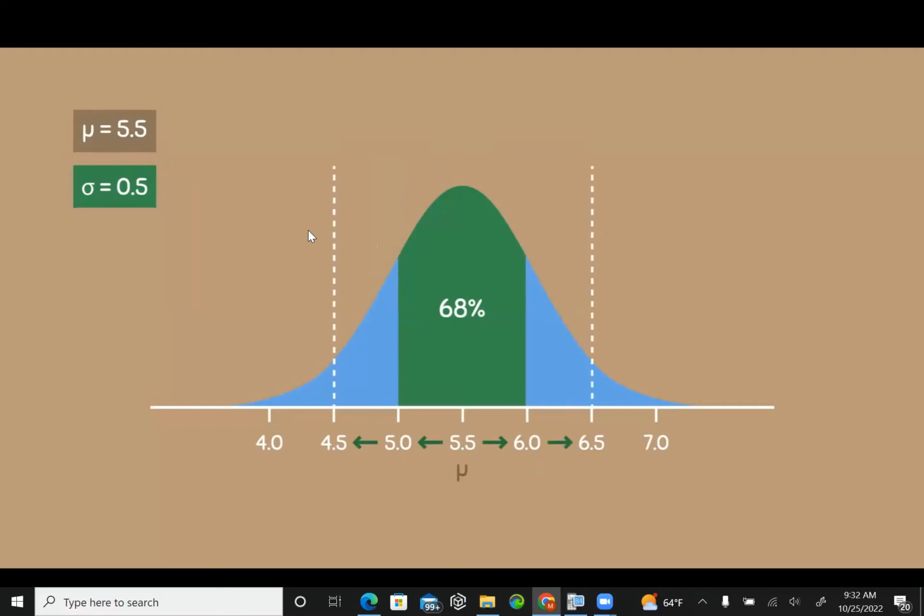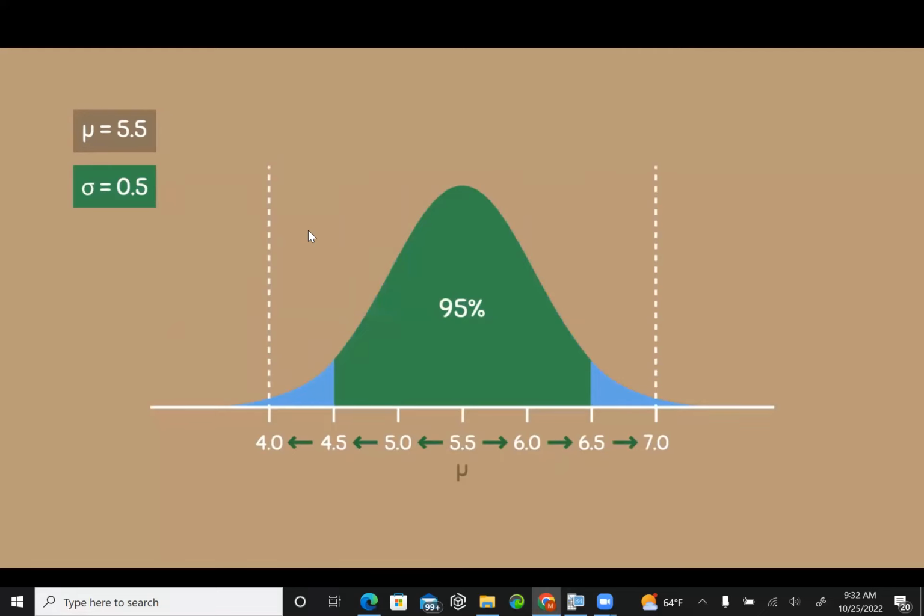And if you go 2 standard deviations away from the mean, it contains an area of 95%. This means that 95% of the people in the population have a height between 4.5 and 6.5 feet. And finally, within 3 standard deviations away from the mean, it contains a total area of 99.7%. This means that for the population we are studying, 99.7% of the people are between 4 and 7 feet tall.